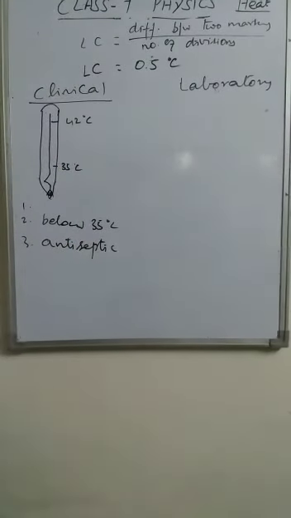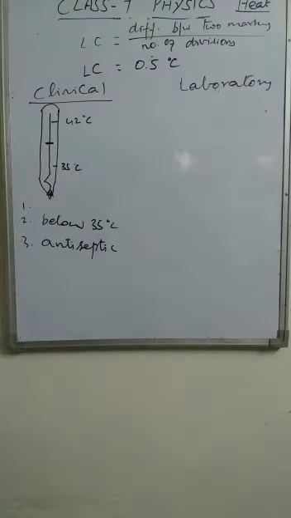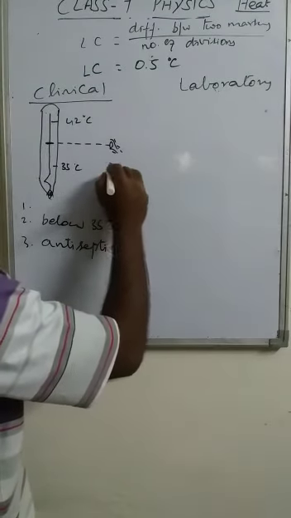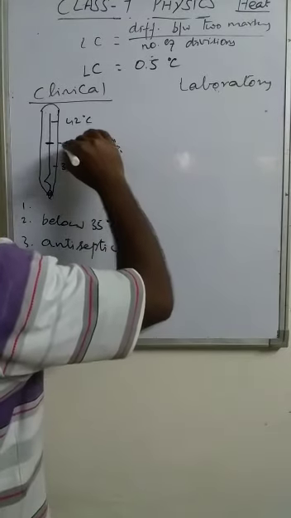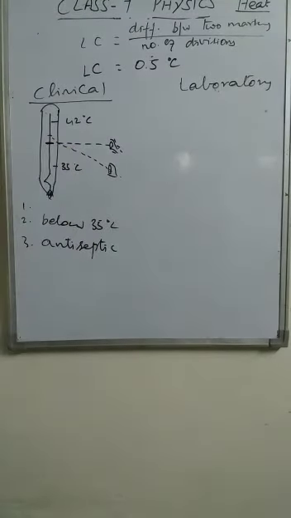While reading the value, suppose this is the level of mercury. While reading this value, the eyesight must be in a parallel, straight line. It should be at the same level. The eyesight must be at the same level as the mercury. If you see from this side, then the value will be wrong. It will show this value. So the eyesight should always be in line with the marking of mercury. So these are the precautions to be taken.